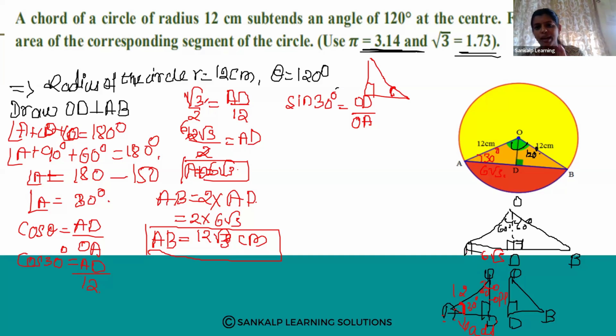By using these two values, we can find out the third side, that is the opposite side. So we choose sin 30. Sin theta: sin 30 degrees, 1 divided by 2, is equal to OD, whose value we don't know. OA value is 6 root 3. Sorry, OD.